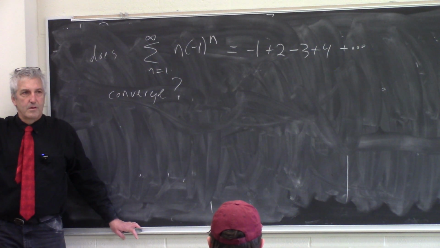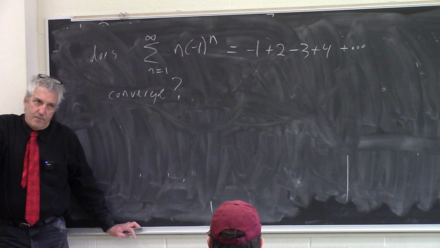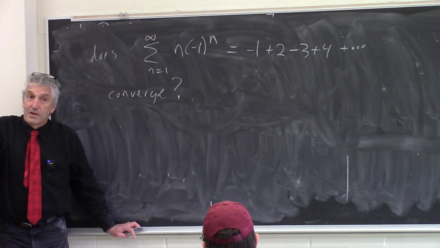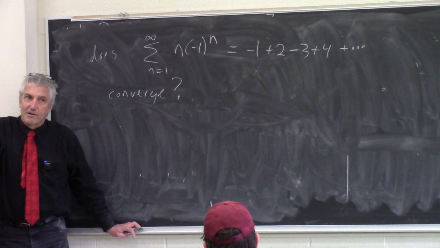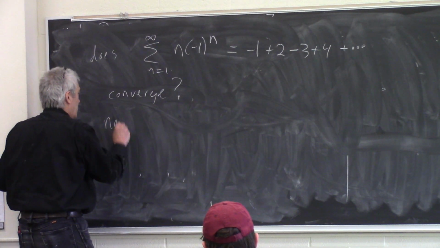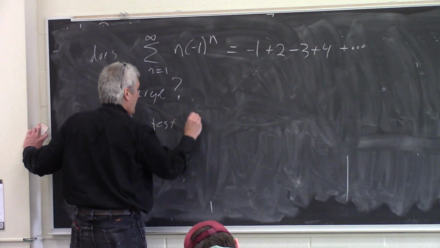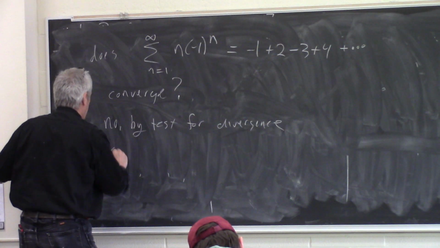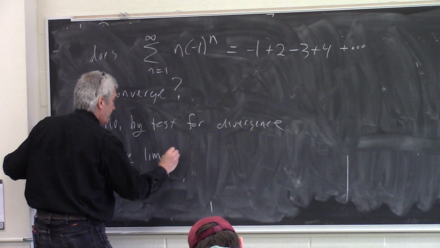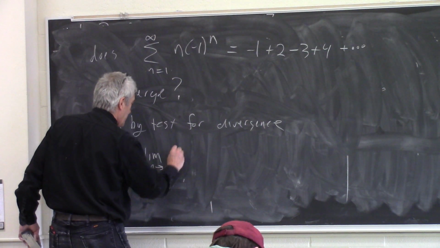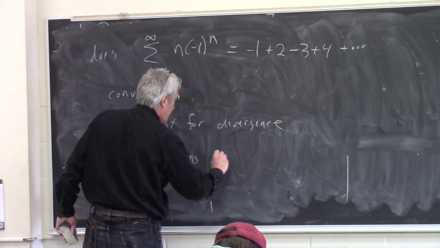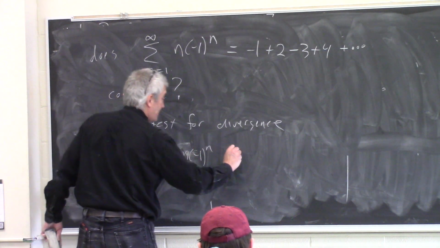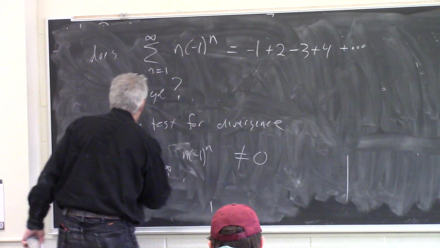Liam? No, you're right. Why not? It's alternating, but it's not decreasing. Right. So remember the test for divergence says if the limit of the terms is not 0, then the series diverges. By the test for divergence, since the limit of these terms as n goes to infinity, the limit of n minus 1 to the n, is not 0, the series diverges.